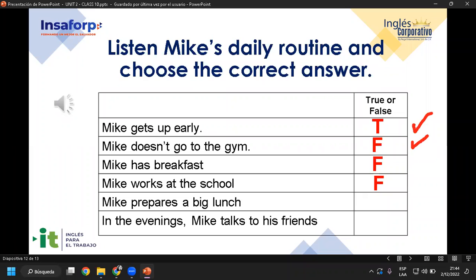Next one. Mike prepares a big lunch. Is that true or false? True. Totally, right? And what happens in the evenings? Mike talks to his friends, yes or no? Yes. Are you sure? Cool. Yes, it's true. Okay, imagine, guys, how many points do you have? 60. 50-50.